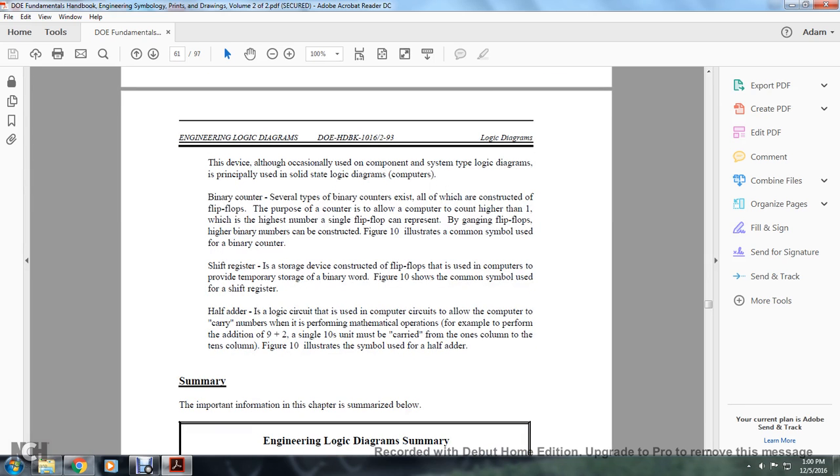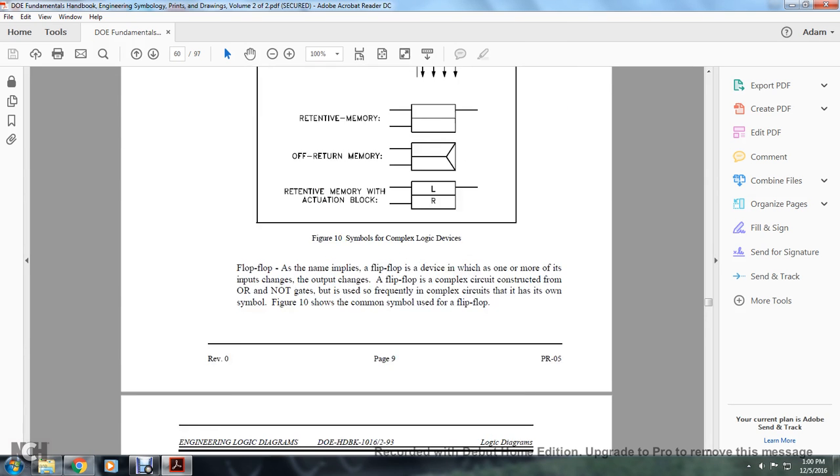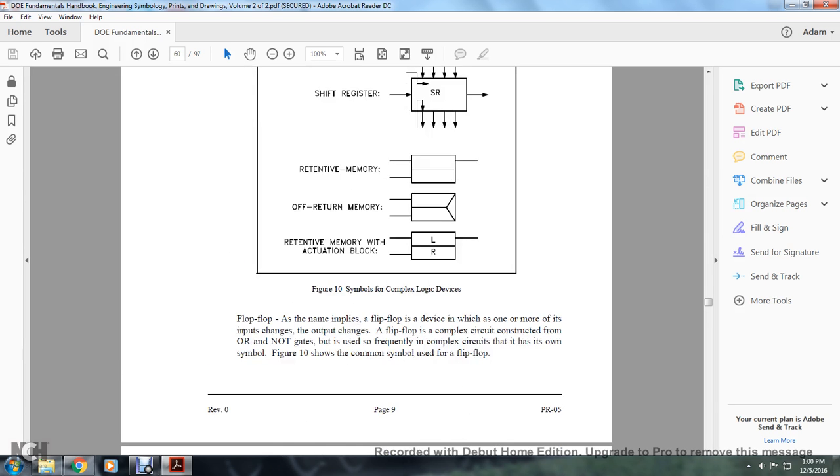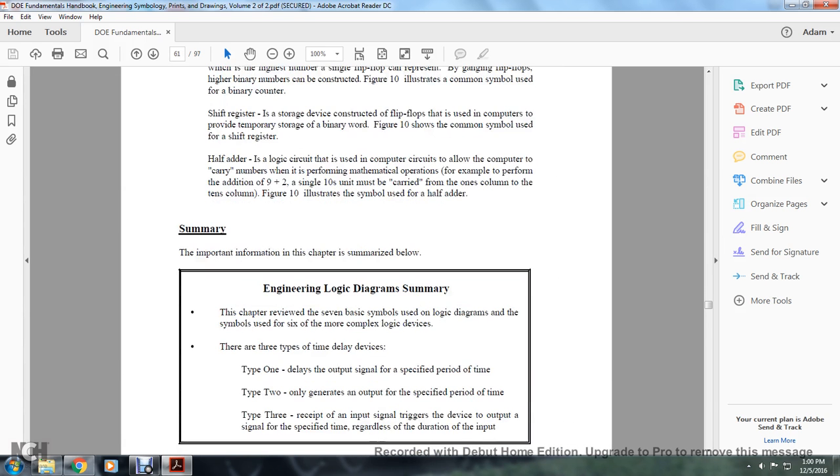And your half adder is the logical circuit used by the computer circuit to allow the computer to carry numbers when it performs mathematical operations. Example, to perform an addition of 9 plus 2, the signal 10 units must be carried from the 1 column to the 10 column. Figure 10 illustrates the symbol used for the half adder. So this is a maker to make adding up to 10, like a certain whole number.